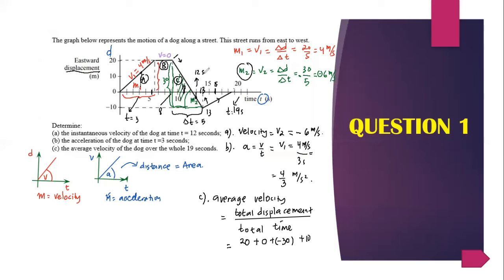Is it clear? Divided by total time, 19 seconds, right? So 0 meter per second. Maybe because the number is not certain yet, Sir. What? No, no.